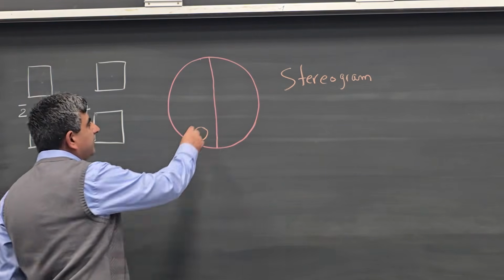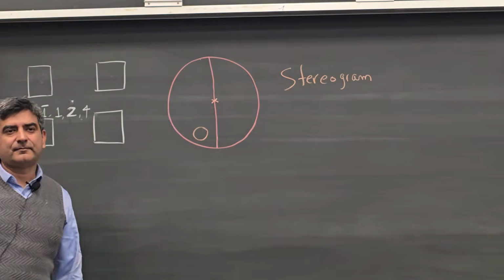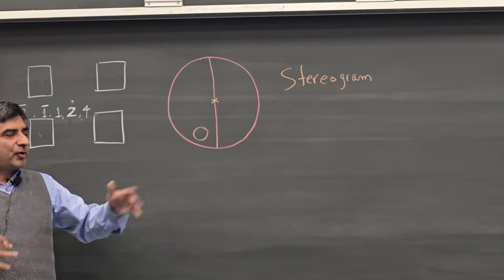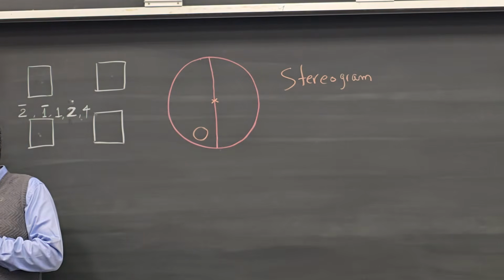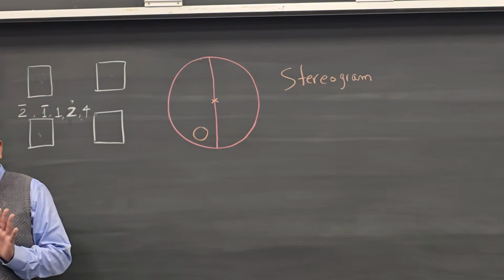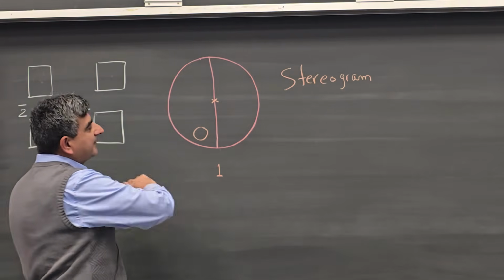This is my axis of rotation. I do an operation 1. What is this object transformed to? It doesn't change, it remains there. So the action of 1 is that nothing happens.